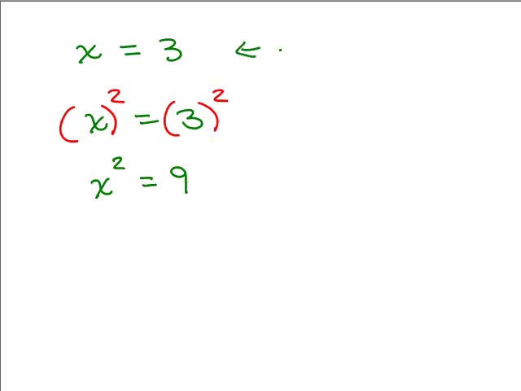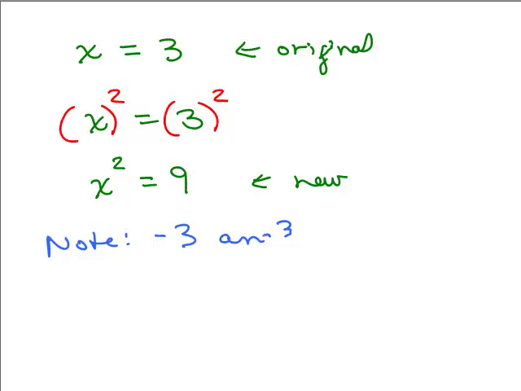Now, here's the original equation, right? And here's the new one. Now, note, if you're trying to find the solutions to the new one, can you do that in your head? What number can you square and get 9? Well, the solutions are both -3 and 3 are solutions to x squared equals 9. Because when you square -3, -3 times -3 is 9, and also 3 times 3 is 9.